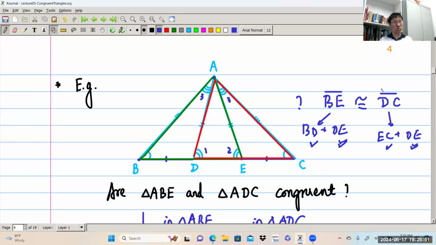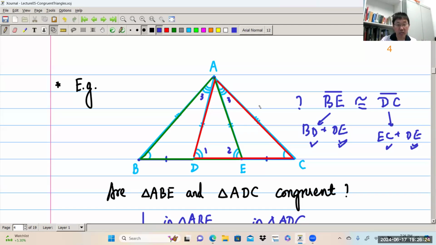Now let's check angles. Angle B, the angle in the green triangle, is congruent to angle C in the red triangle. That's one pair of congruent angles from these two triangles. And how about angle E, angle 2 here? Angle 2 in the green triangle is congruent to angle 1 in the red triangle. Now we have a second pair of congruent angles. Do you agree? Now, how about the third pair?